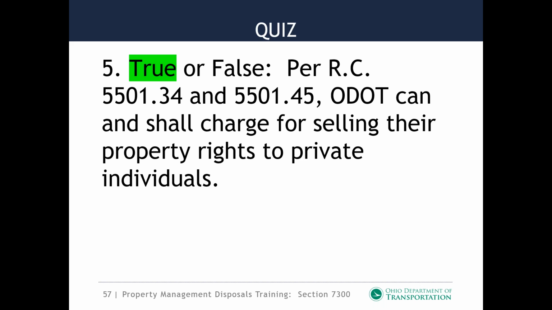someone. Again, like I stated earlier, remember, we acquired that right. We paid for that right through damages or through our acquisition process. So when we give it back to them, we have the ability to charge them for that right back.